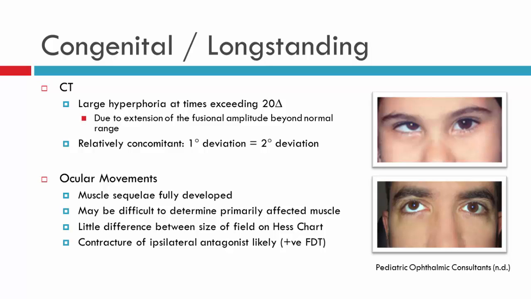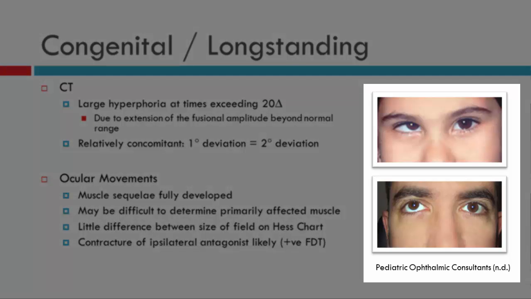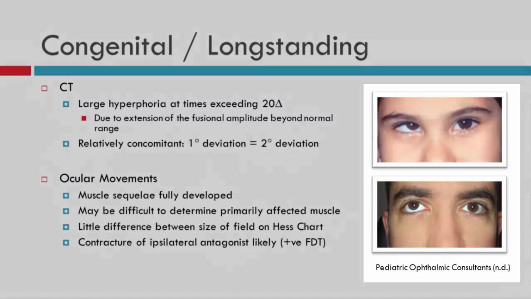And what we see here to the right are images of patients with relatively large vertical deviation. In this instance, they're manifest and not controlled, but in a congenital long-standing fourth, what we would see is control of these deviations with or without the head posture.